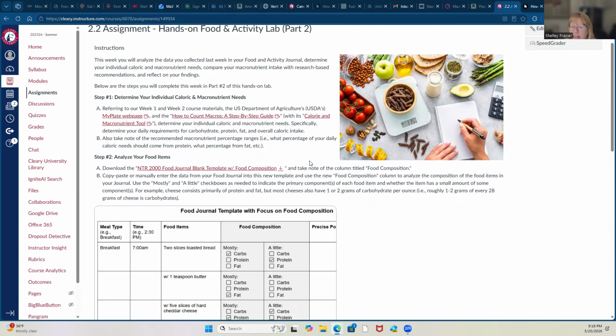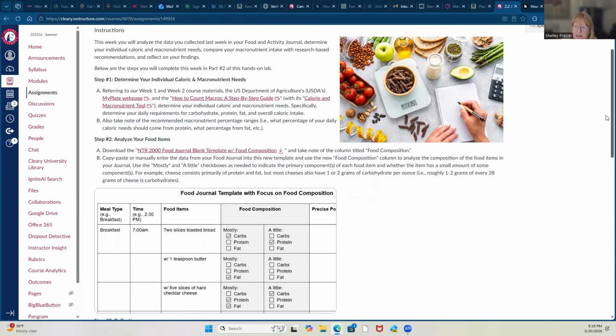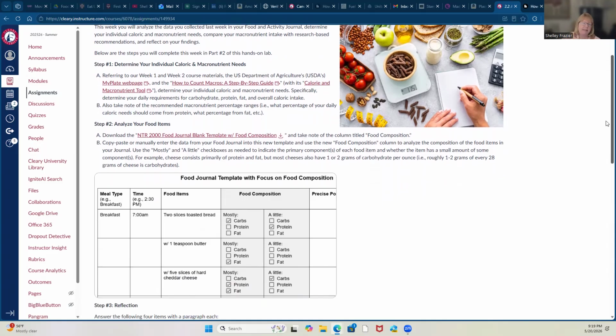Specifically, determine your daily recommended requirements for carbs, proteins, and fats, and overall calories. I want something that says, this is what I calculated: this is my calculation for proteins, fats, and carbs, and total calories. So it should include four things. Also, take note of the recommended macronutrient percentage ranges: what percentage of your daily calorie needs should come from protein and what percentage from fat. So that's step number one, and that is right from those last couple of readings I talked about. Please email me with any questions.